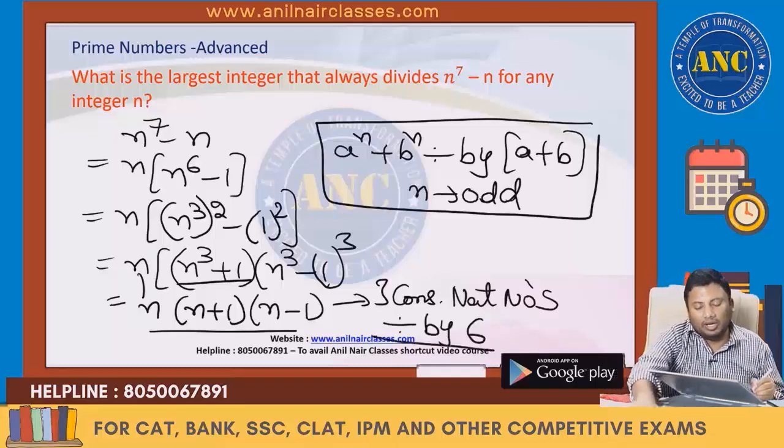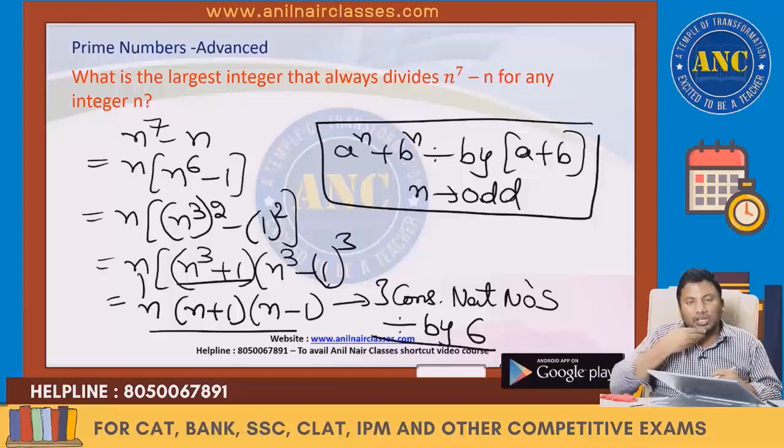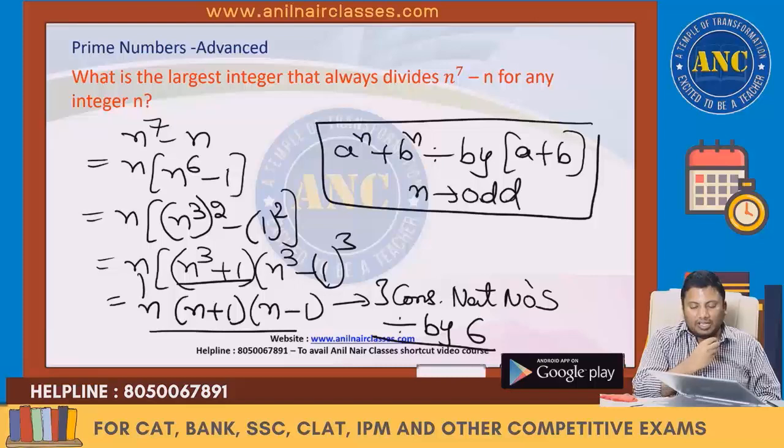Answer is 6. N minus 1, n, n plus 1 are 3 consecutive natural numbers. 3 consecutive natural numbers are always divisible by 6.